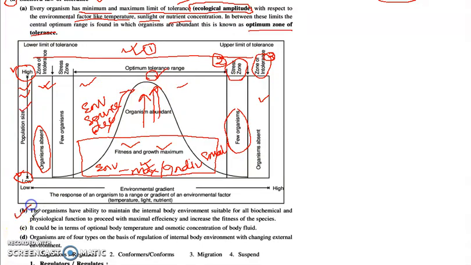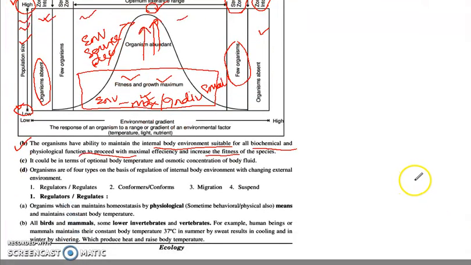Next, moving to the second point, organisms have the ability to maintain an internal body condition suitable for all biochemical reactions and physiological functions that help the organism survive in this environment. On this basis, organisms have been differentiated into four basic groups. The first group is called regulator, the second is conformer, the third is migrator, and the fourth is suspender.